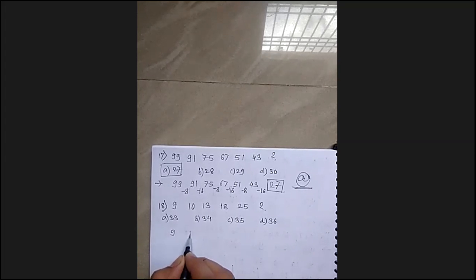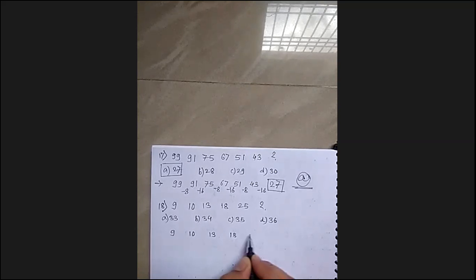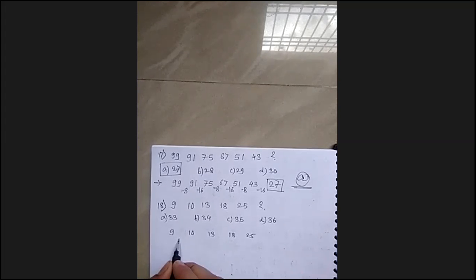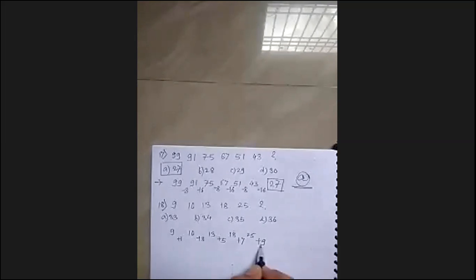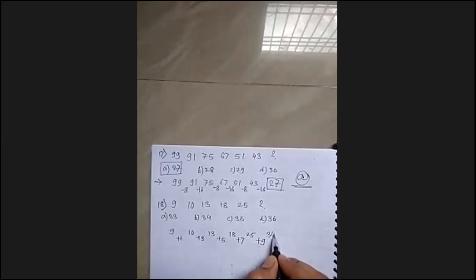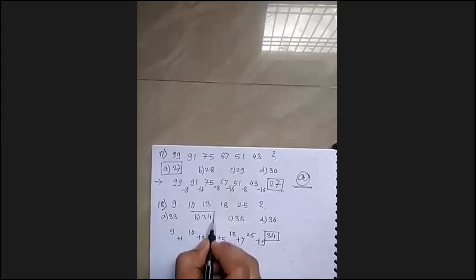So 9, 10, 13, 18, 25. So let's find out difference. So it is 9 plus 1, 10. 10 plus 3, 13. 13 plus 5, 18. 18 plus 7, 25, plus 9, right? So it should be always 34. Therefore, option B is your answer, right? 34. Fine. Now, question number 19.